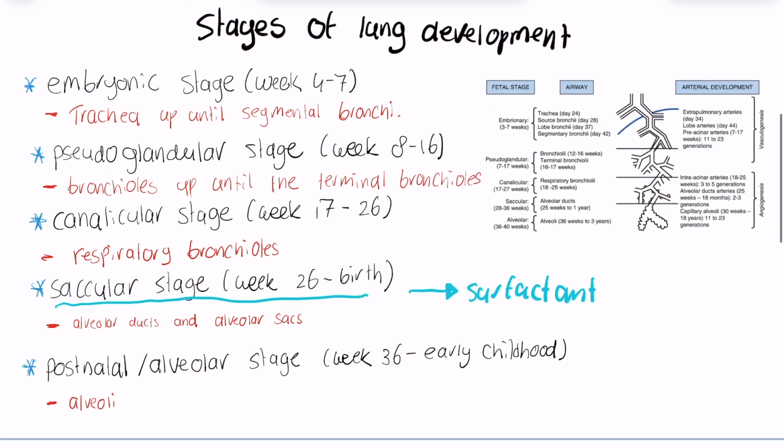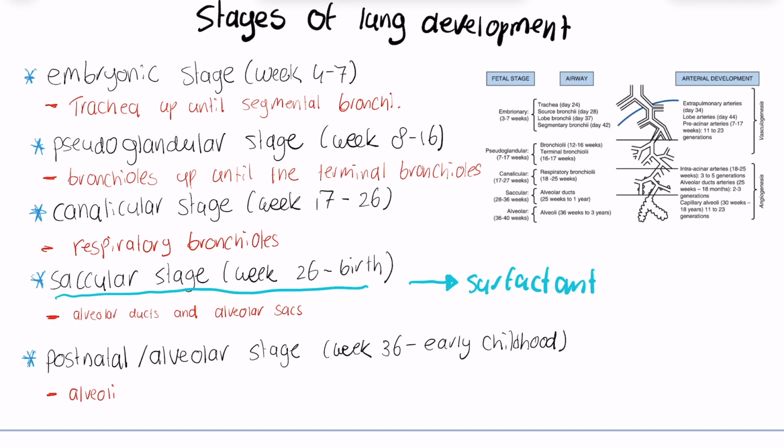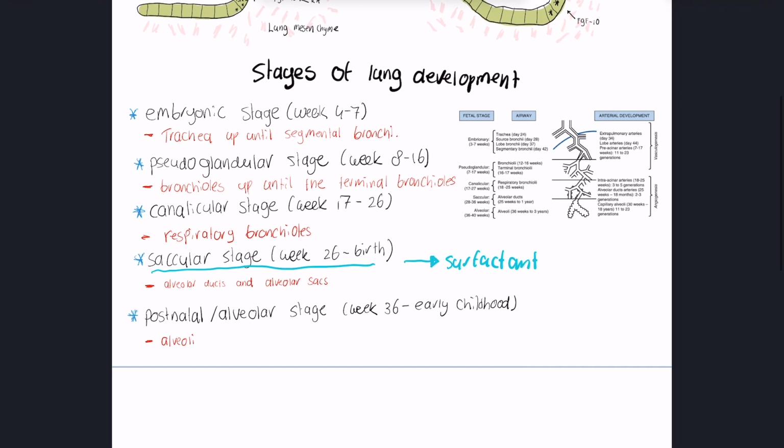To get a better idea of how this lung development works, you don't need to know the exact weeks, because the weeks can differ from time to time. Like here you can see, for example, I use 8 to 16 weeks, and then this picture uses 7 to 17 weeks. So the weeks can differ by 1 to 2 weeks sometimes, but you need to know that in the saccular stage is very important, that in this phase, the surfactant is being produced. So this is the first time that the surfactant is being produced.